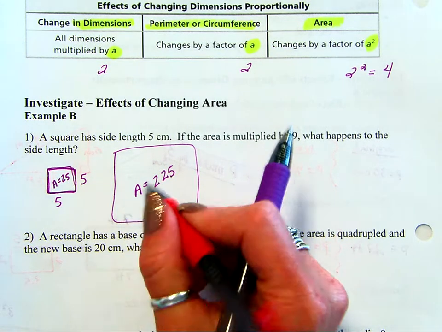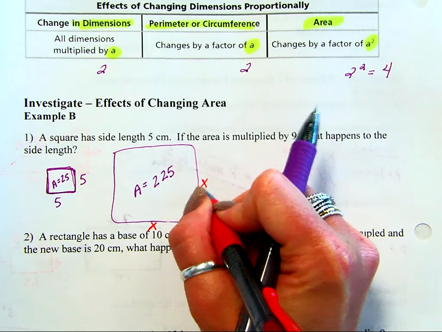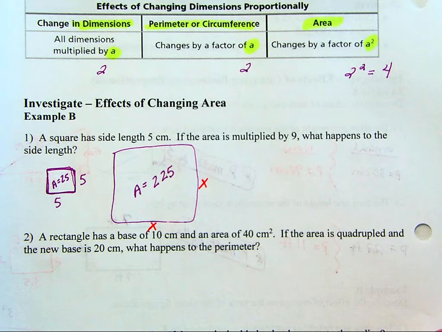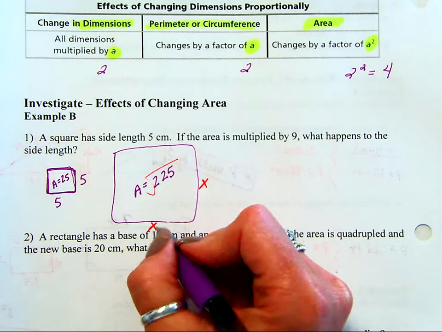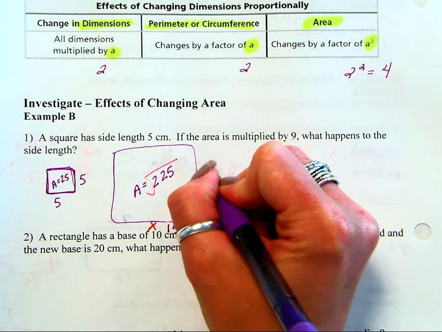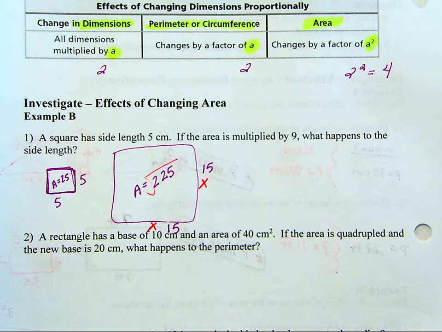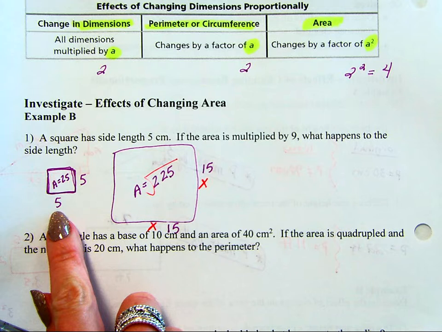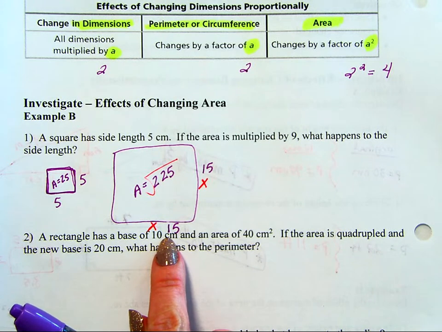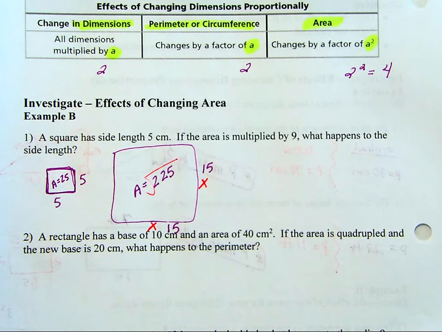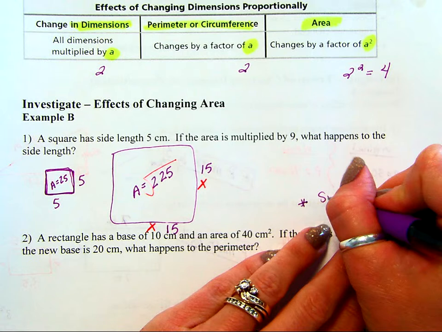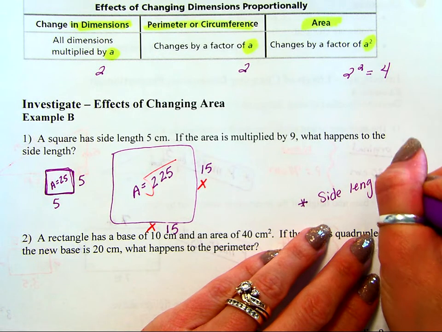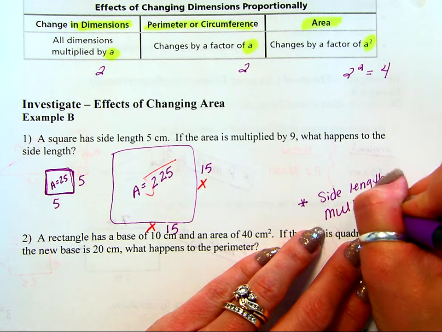Well, the first question is, if we wanted the side length, what is it? Something times something is 225. If I wasn't sure, I'd take the square root of that, and I'd find out that this is actually a side length of 15 by 15. What happens? When I go from 5 to 15, I see that my side length actually multiplies by 3. Right? So that is my answer. Actually, I'm going to say the side length multiplies by 3.